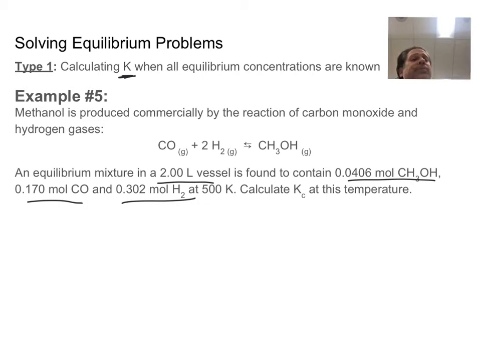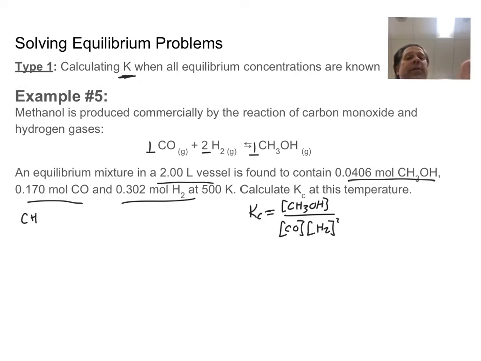In order to do that, we want to write our expression. So Kc is, again, products over reactants: the concentration of CH3OH over the concentration of CO times the concentration of H2, which I'm going to raise to the second power. Again, that came from the balanced coefficients in the equation. And because concentration is expressed in molarity, we have to determine the molarity for each of these substances.